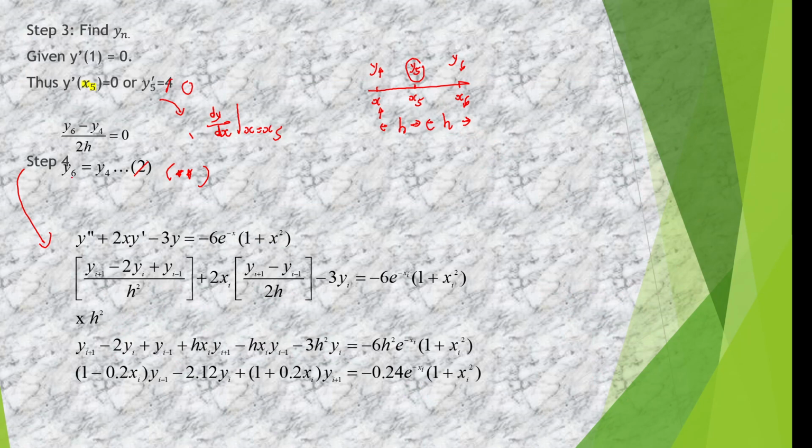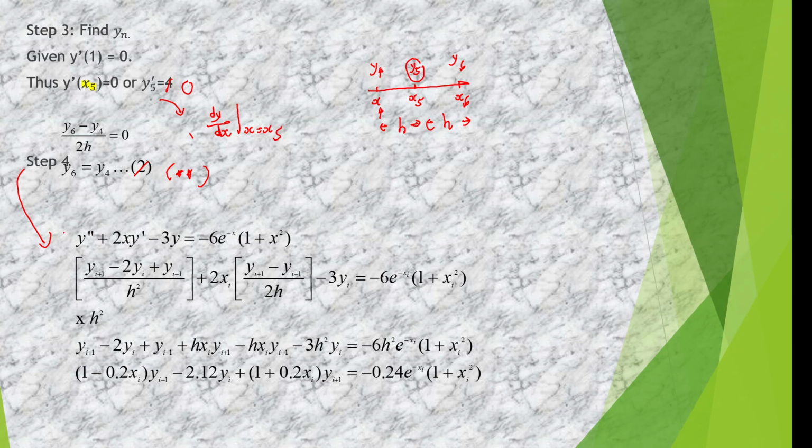So, step number 3, y6 equal to y4. I change it to double star so as not to confuse you later on. You need to solve the y0, y1, y2, y3, y4, y5, 6 equations. So I will label the equations 1, 2, 3, 4, 5, 6, so you are not confused. I put the equation obtained from the first boundary condition as star, and the equation obtained from the second boundary condition as double star here.